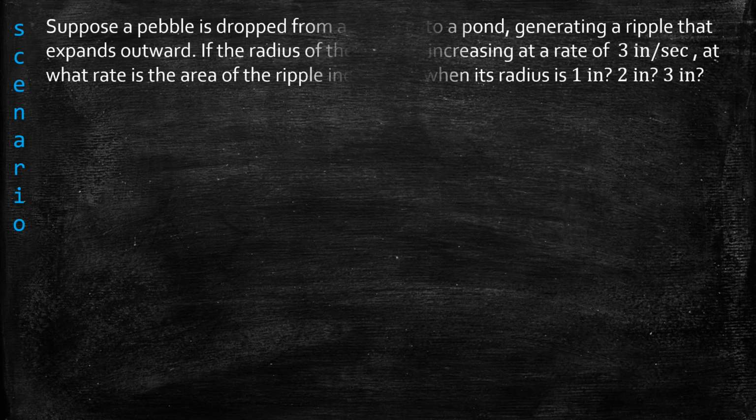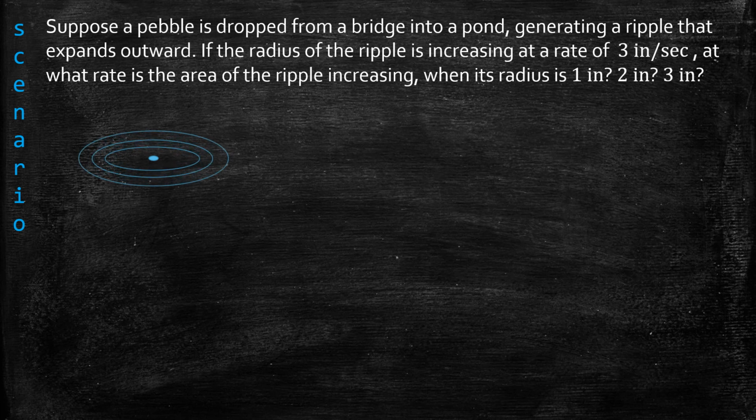So now we have the tools needed to be able to tackle a related rate problem. We're going to revisit the scenario from the opening slide. We're dropping a pebble from a bridge into a pond. There's the pebble, and that causes a ripple to start moving outwards. We're just following the trajectory of the ripple there.